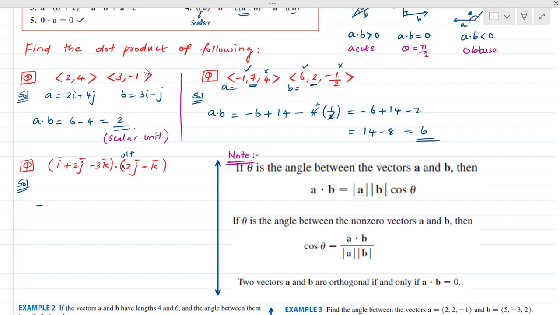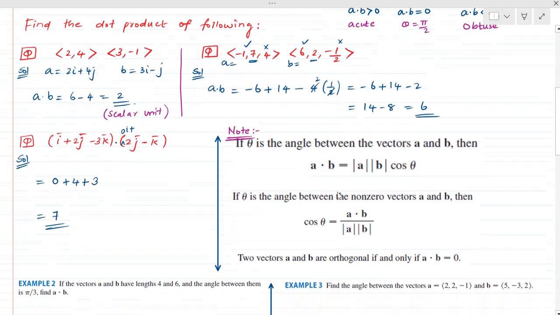So you will get the first value as 0, the next value 2 into 2, which is equal to 4, minus into minus, which is plus 3. Therefore it is equal to 7. So the dot product is equal to 7.